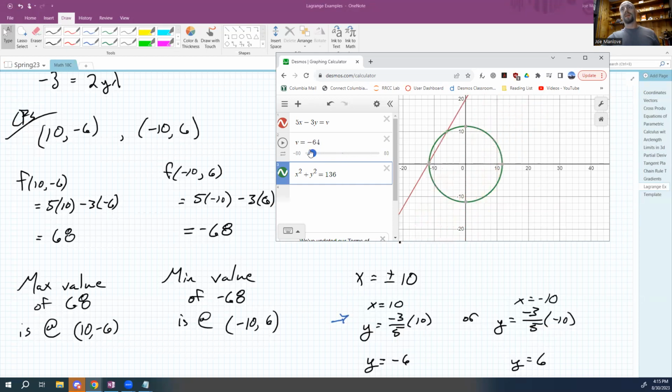And if I pull it back the other way, that's right where it kisses. That's at negative 68. That's up here at (-10, 6). Boom. Hell yeah. Just like that.